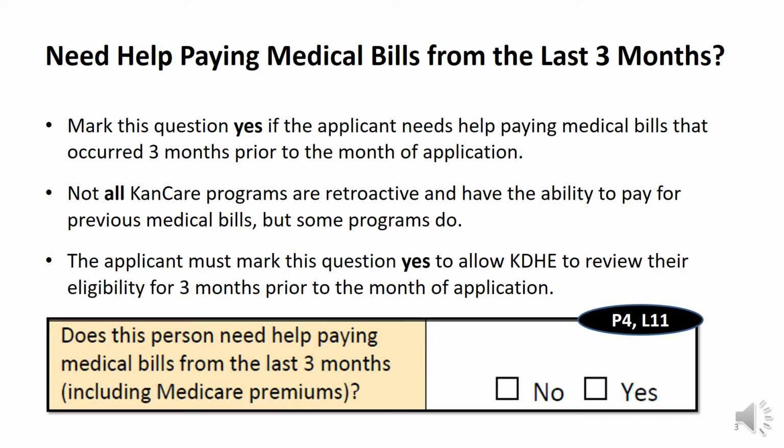For example, if the resident was admitted to the facility on January 10th, but the application wasn't submitted until the month of February, for example, February 9th, then they must mark this question yes to allow KDHE eligibility to review the applicant's eligibility for January.